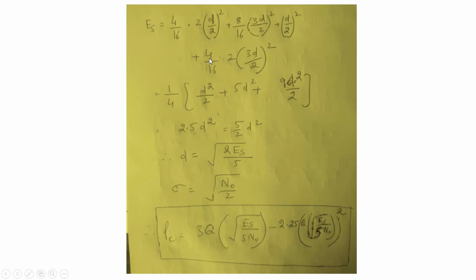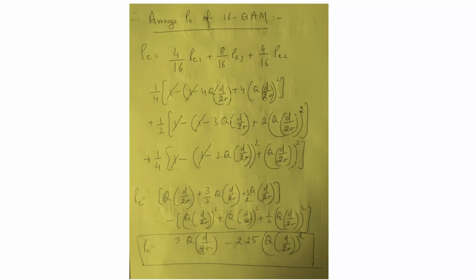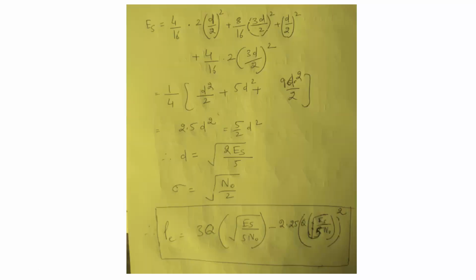And for the third type of decision region, it is 4 by 16 into twice of 3d by 2 whole square. This is another 4 points. Let us look at these points. This particular point is 3d by 2 away on the x-axis and 3d by 2 away on the y-axis. There are 4 points of this type, so this will be 4 by 16 into twice of 3d by 2 whole square.